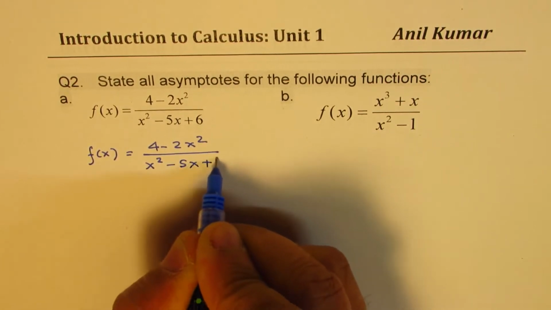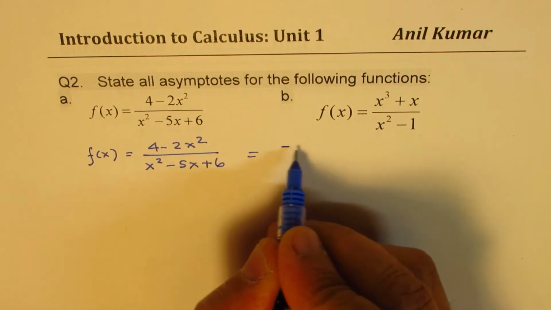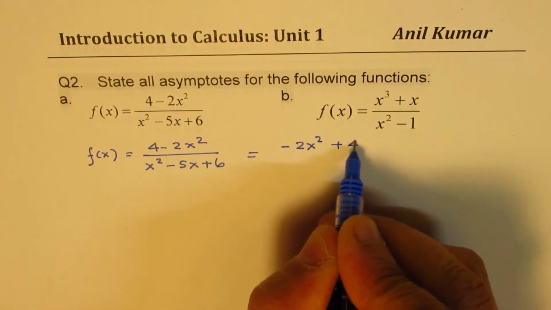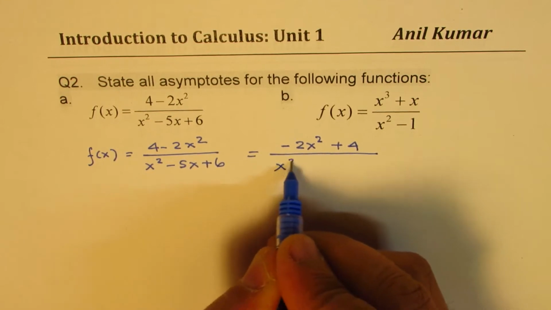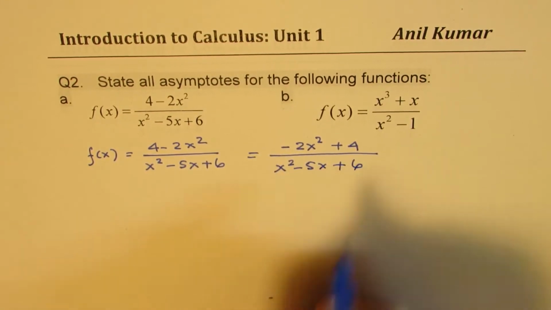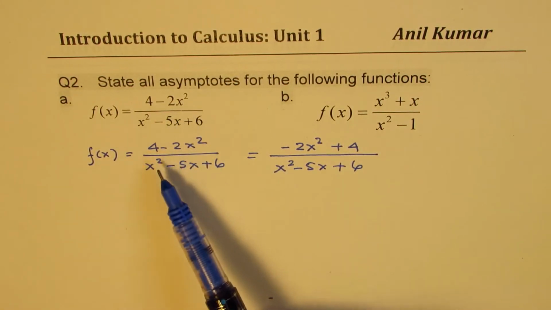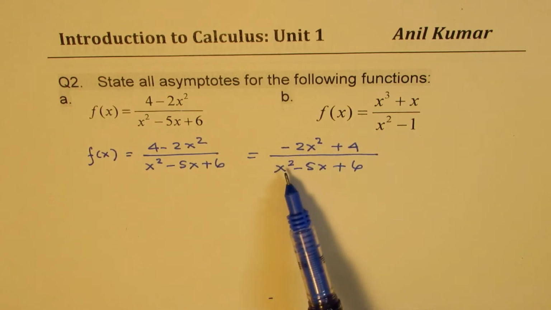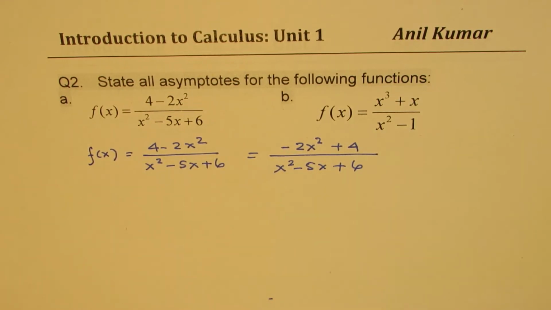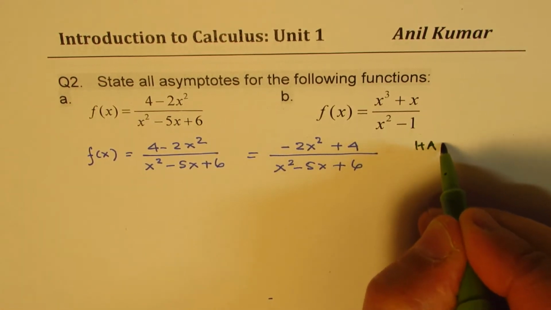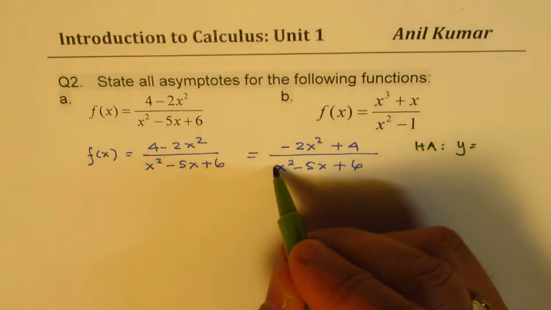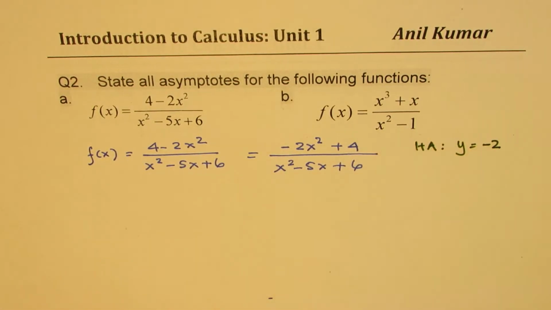minus 5x plus 6. Let me rewrite this with minus 2x squared first, over x squared minus 5x plus 6. Now, some of you could directly write down the answer. Since the degree of numerator and denominator is the same, we know that the horizontal asymptote exists, and the horizontal asymptote is y equals the ratio of these two, which is minus 2 over 1 or minus 2. Perfect. So that is how you find the horizontal asymptote.